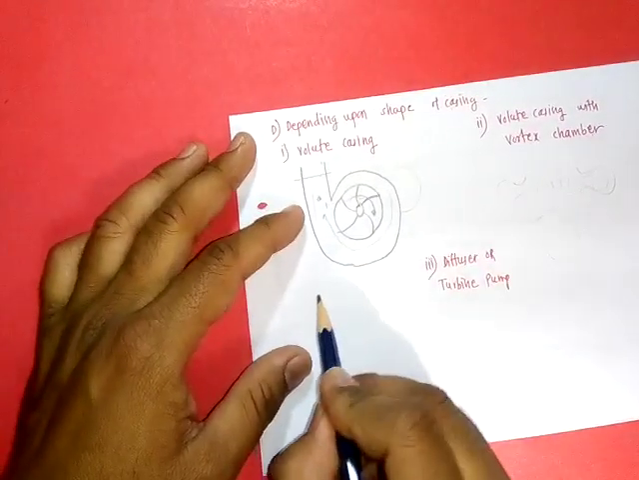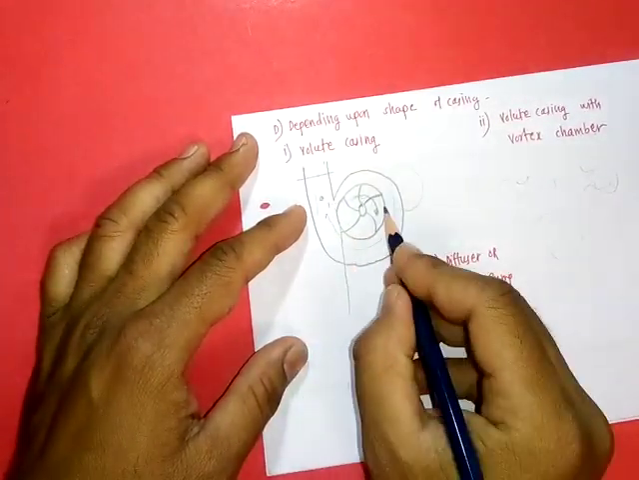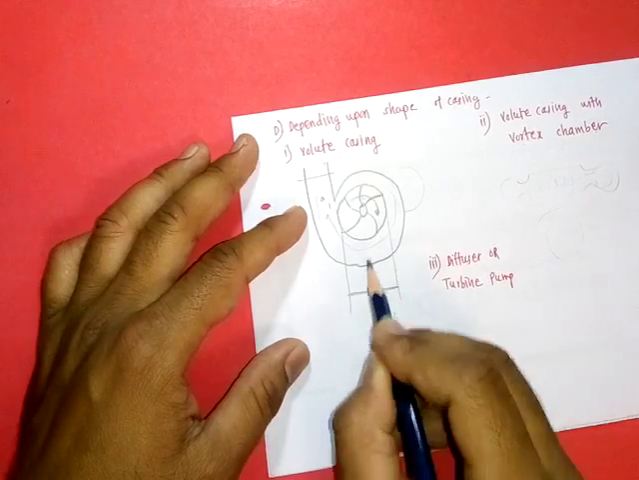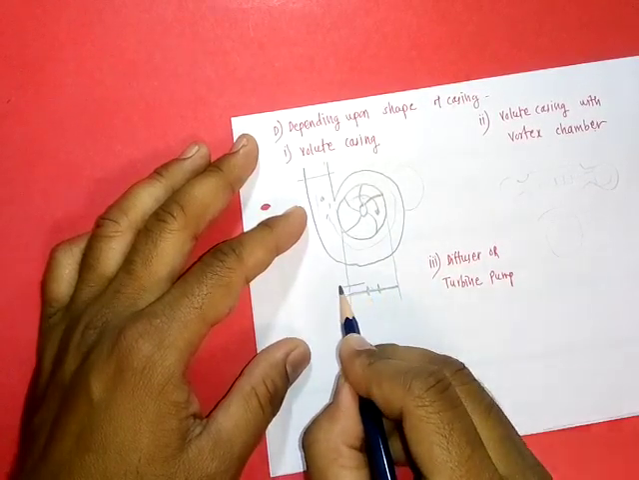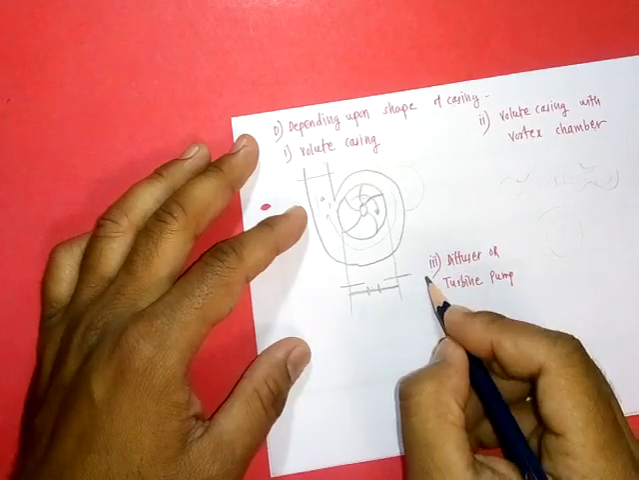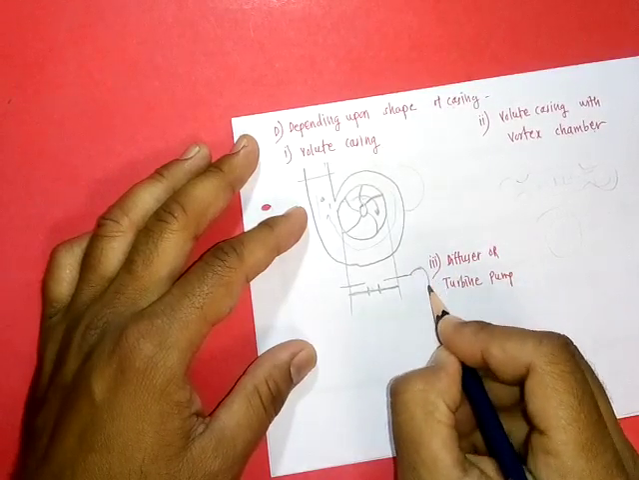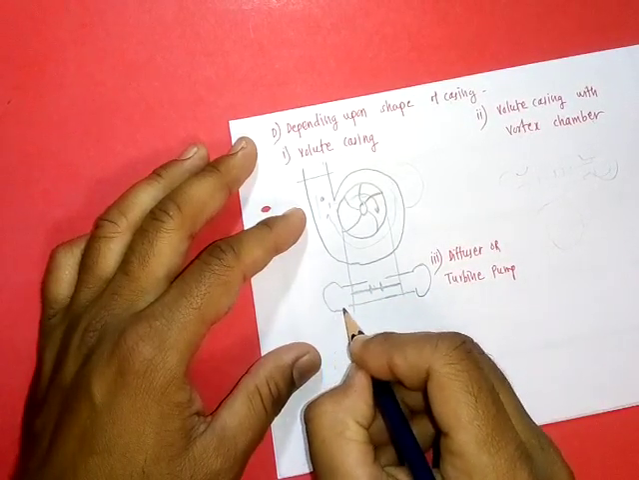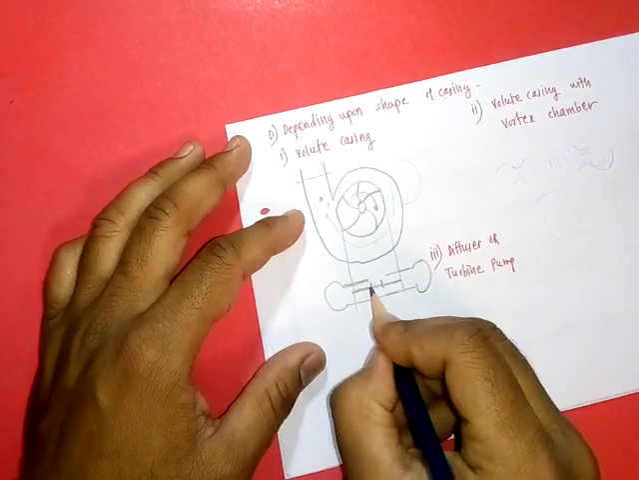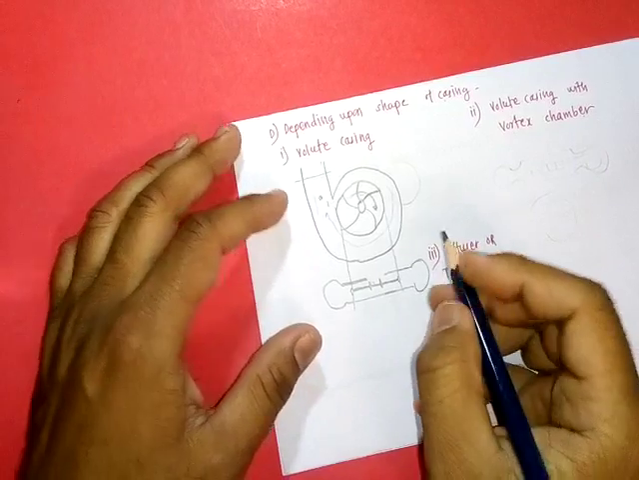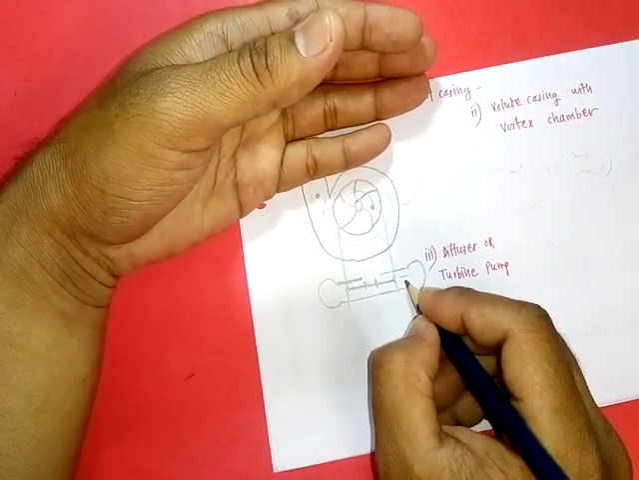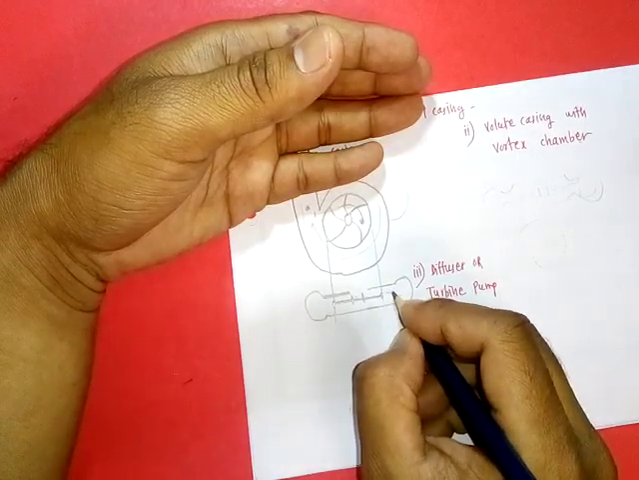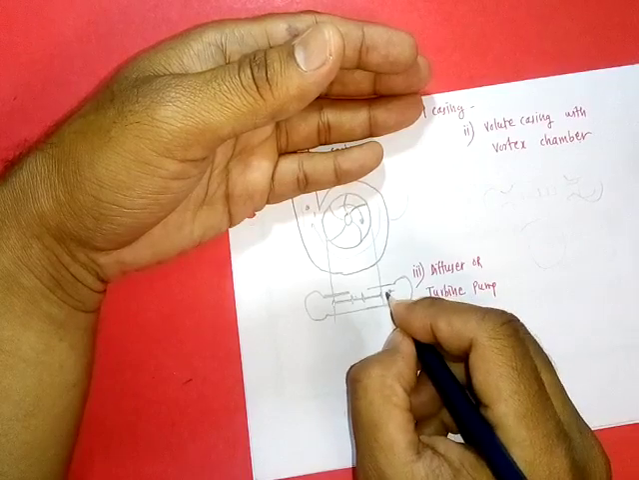Then if you see its top view, this is the impeller. This is the eye of the impeller, and this is the casing. The casing has more length here. So the impeller gives energy up to this part only, and within this part there is no energy transformation. Water is flowing on its own velocity, and no energy is added to the water.